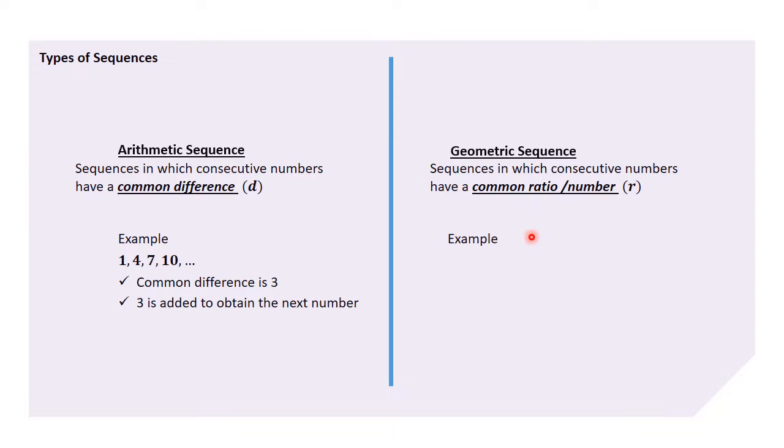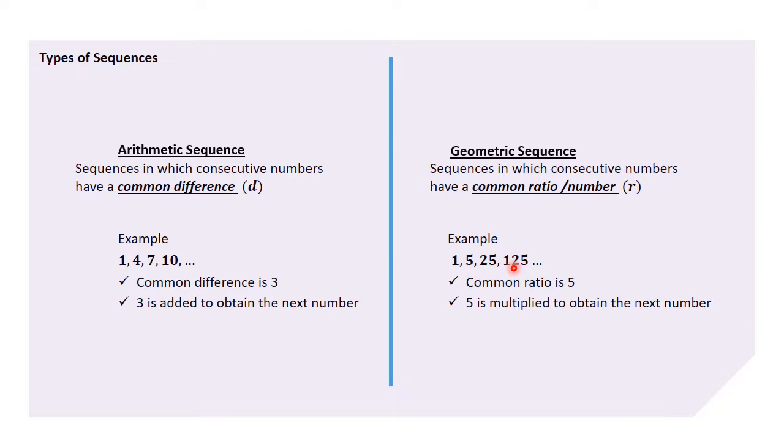On the contrary, we have what we call a geometric sequence. An example would be 1, 5, 25, 125. Now in this case, we have what we call the common ratio, the one we defined earlier, and in this case it's 5. And that means that to get the next number, we are multiplying by 5. So 1 times 5 is 5. 5 times 5 is 25. 25 times 5 is 125.